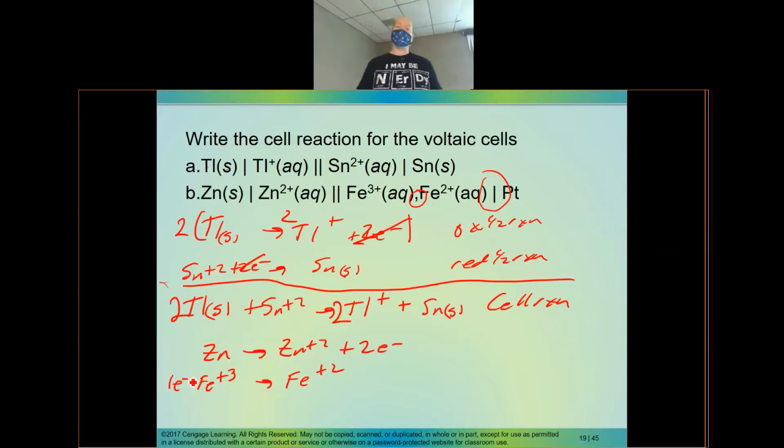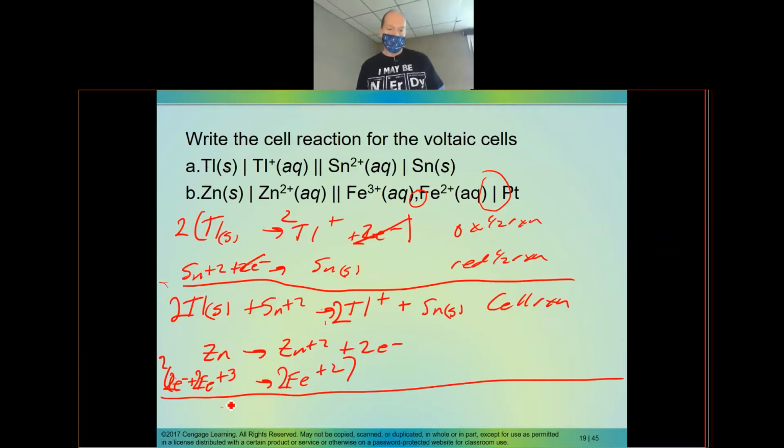We see that the zinc gave off 2 electrons, but the Fe3+ to Fe2+ only required 1 electron. For electrons gained to equal electrons lost, we have to multiply this through by 2. So now we have 2 electrons, 2 Fe3+, 2 Fe2+. When we add this up to get the overall reaction, we have our zinc plus 2 Fe3+ yields 2 Fe2+ and zinc 2+.